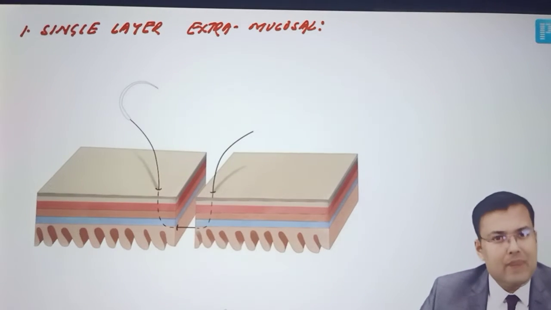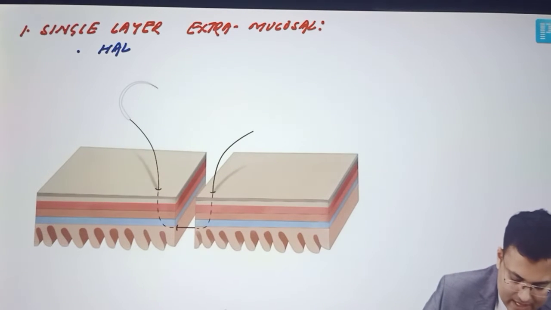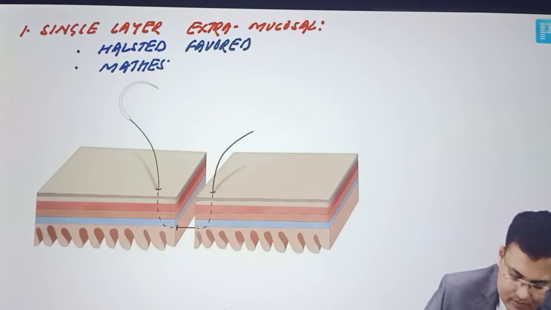So first, see single layer extramucosal anastomosis. Clear? This is Halsted favored, Matheson advocated. Now see what is done here.